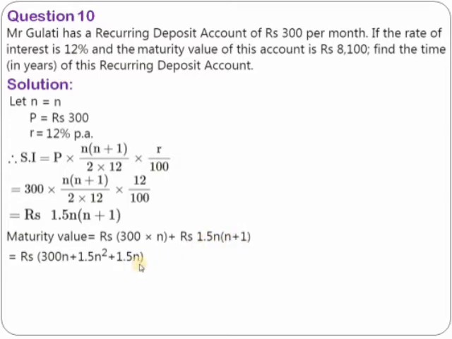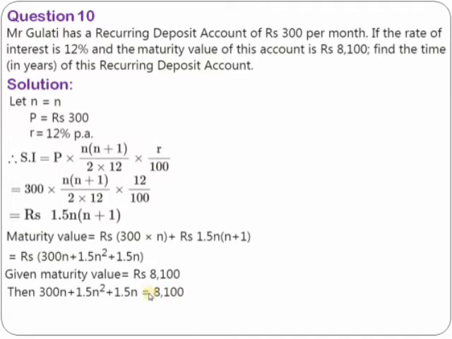Now you know that the given maturity value is 8,100, isn't it? This is also your maturity value, which means they must be the same, that is, they must be equal. Now if you arrange this, let me write the n square in front, then you get this. And here you have 300n plus 1.5n is 301.5n. This comes over here and becomes minus 8,100 equals 0.